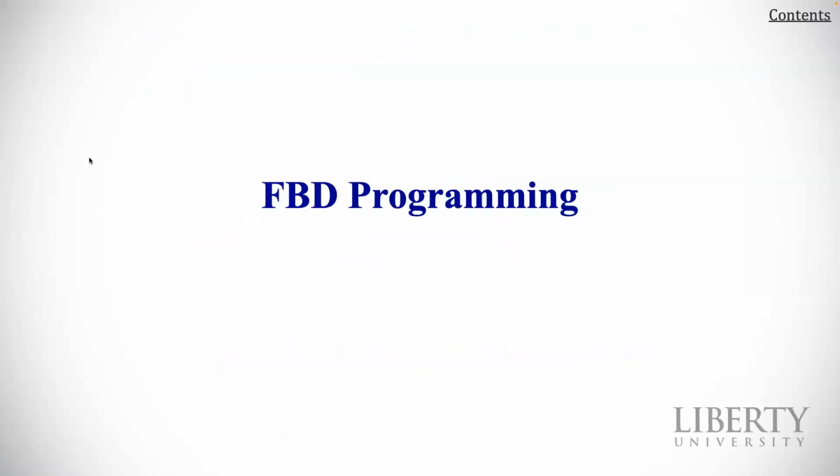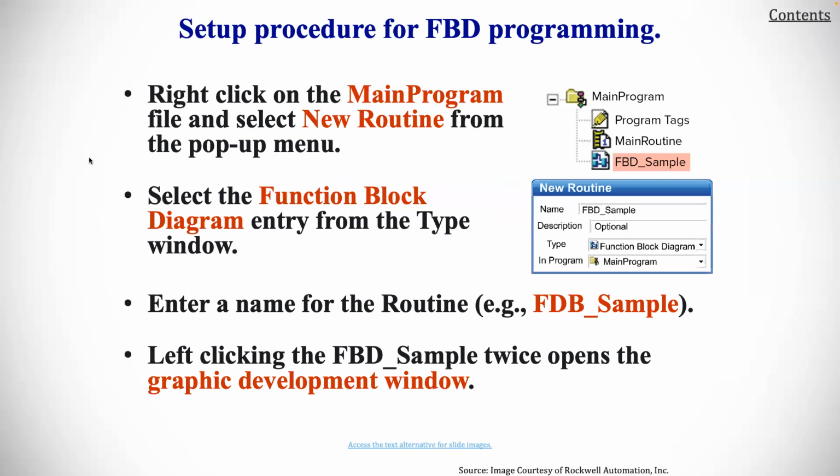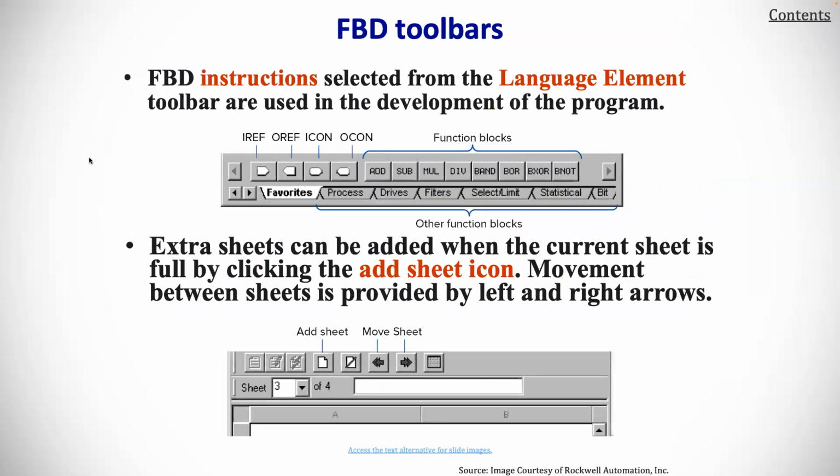In terms of FBD programming, for the setup procedure, right-click on the main program file and select New Routine from the pop-up menu. Select the function block type from the type window, enter a name, and then left-click on the FBD_sample twice, which opens a graphic development window. So we're talking about a specific tool as well as just giving an introduction to FBD programming.